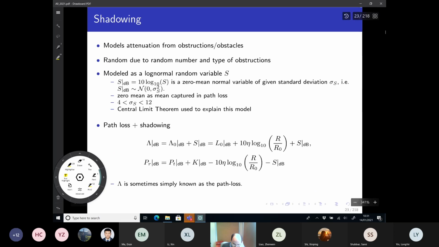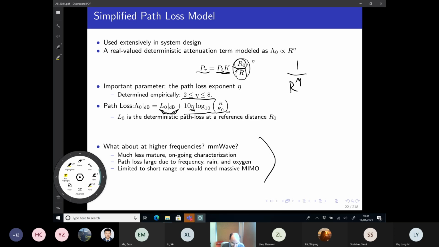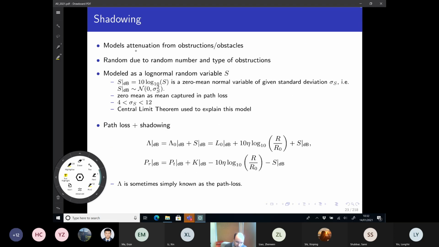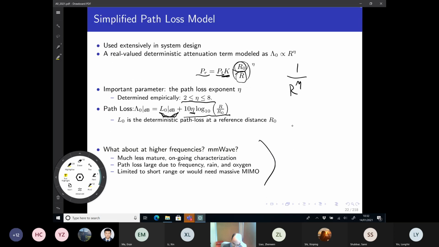Good. So shadowing. The path loss here is really trying to look at the dependency between your receive power and the distance between the transmitter and the receiver, right? The shadowing tries to model a bit more the attenuation coming from obstructions and obstacles, and this is typically modeled using a random variable. It's not only deterministic like here, where you have a certain distance r and a decay that goes like this, typically 1 over r to the eta.